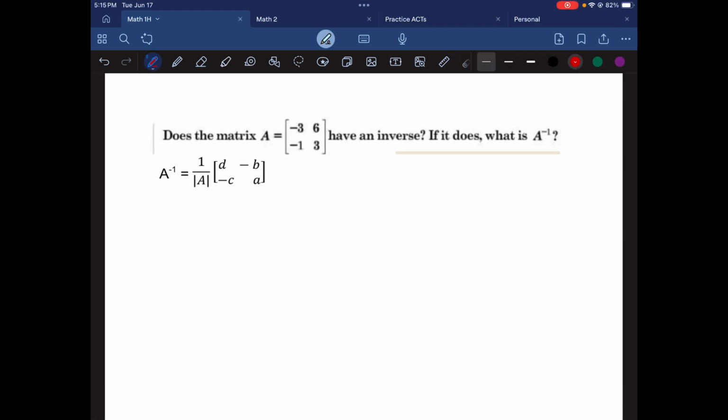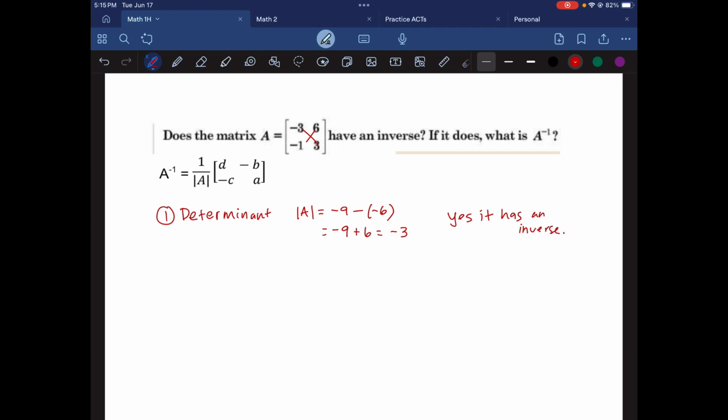So let's try this question. Does this matrix have an inverse, okay? First step, always calculate the determinant. So the determinant of matrix A is going to be 3 times -3, which is -9, minus 6 times -1 is -6. Now remember, there's always a minus sign in between. This will become -9 plus 6 to give you -3. That number is not 0, so this does have an inverse. Yes, it has an inverse, okay?